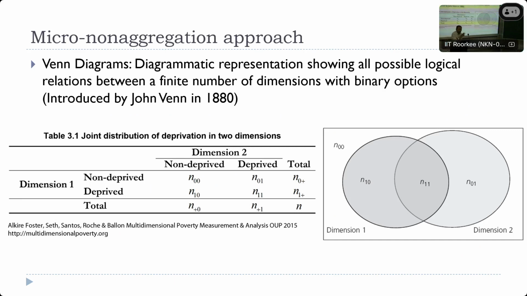Does it capture the joint distribution of deprivations? Venn diagram. Does it capture the joint distribution of deprivations? Yes, because you can see the overlap. So it captures the joint distribution. Good.